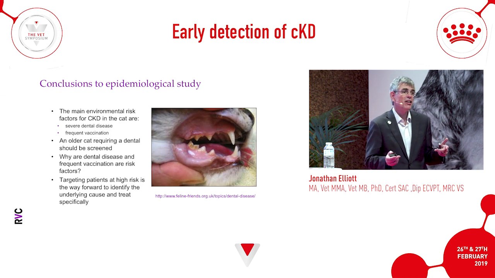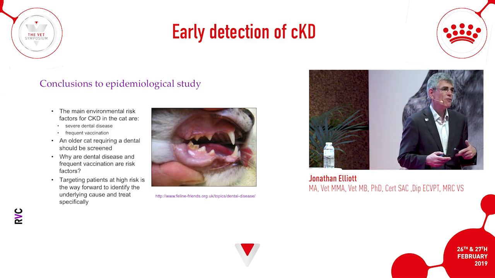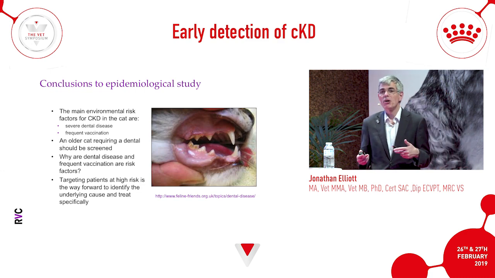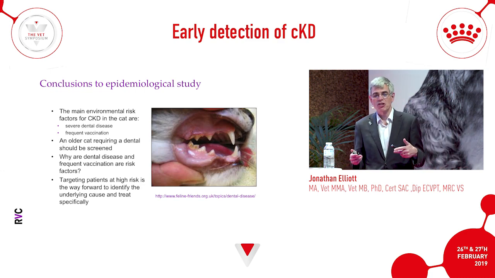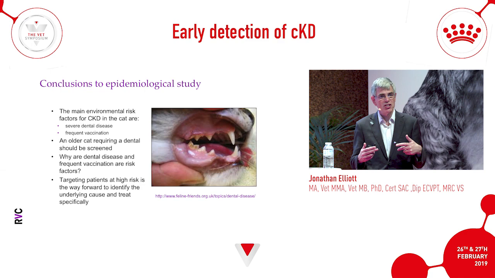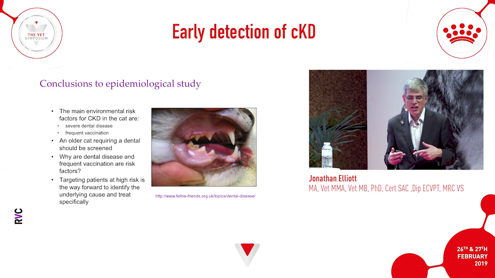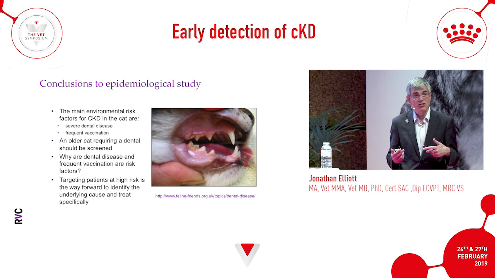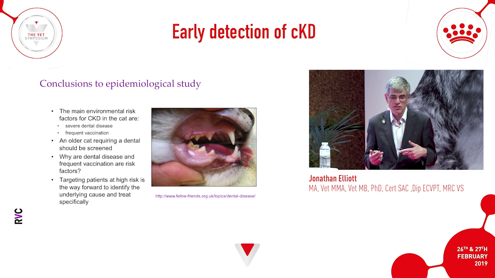It could be that those cats that are coming in for frequent vaccination are having more follow-up and more screening. But in our studies, we were inviting them to be screened at equal periods of time, so that doesn't appear to be the explanation in our studies. Older cats that are presenting for dental disease, we certainly should be screening those for chronic kidney disease.